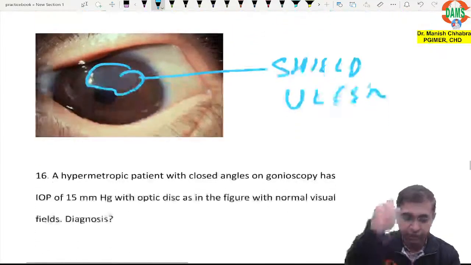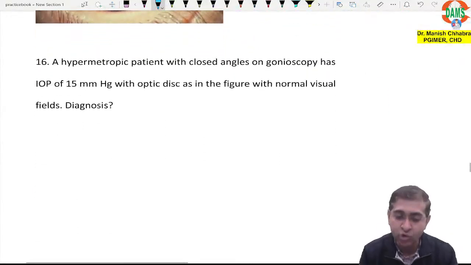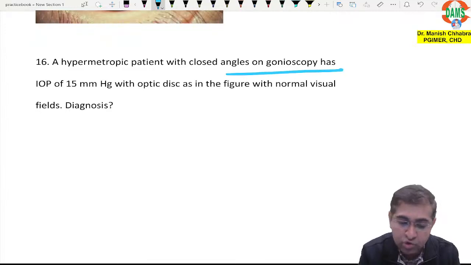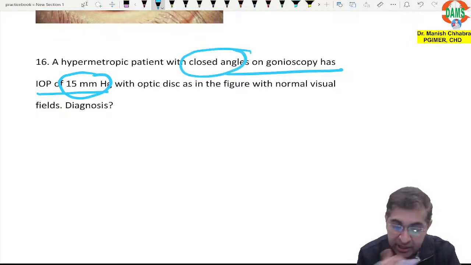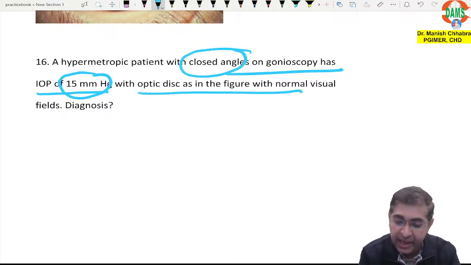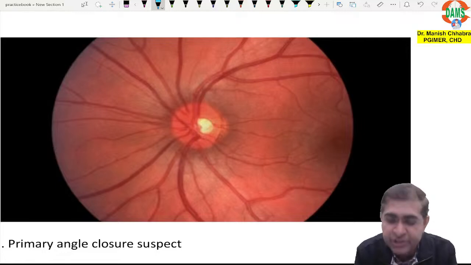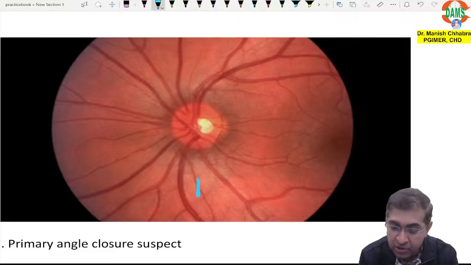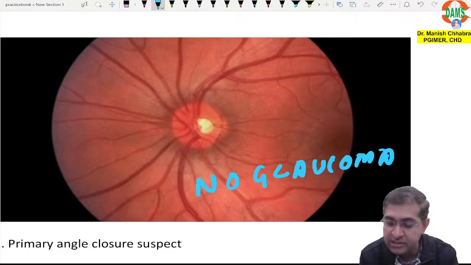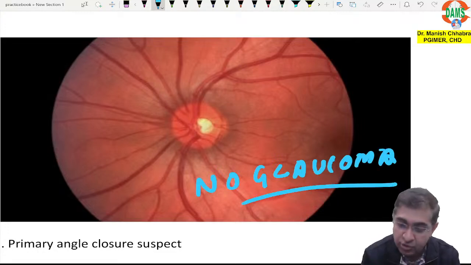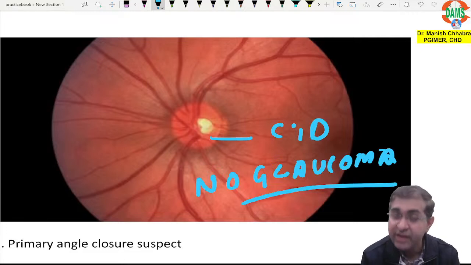All right, wonderful. Next is a hypermetropic patient with closed angles on gonioscopy, has IOP of 15. Okay, IOP is within normal limits, but the angles are closed, with optic disc as in figure with normal fields. So what is the diagnosis? So here, can you appreciate any signs of glaucoma? There are no features of glaucoma on fundus examination. Isn't it? You can see that the CD ratio is within normal limits.